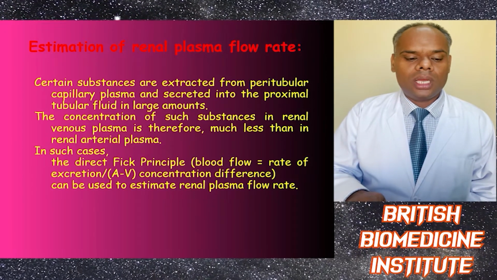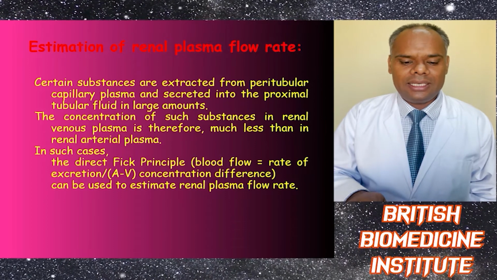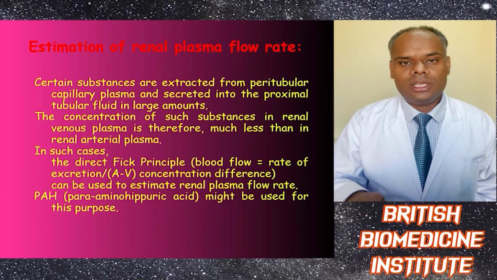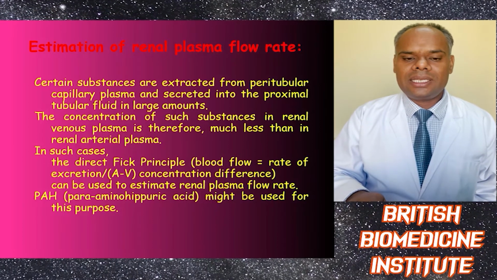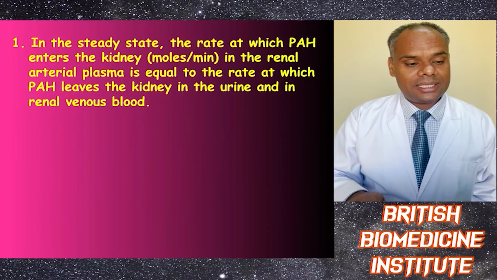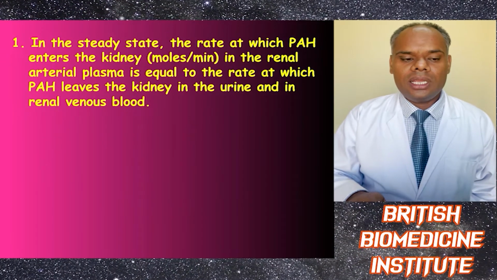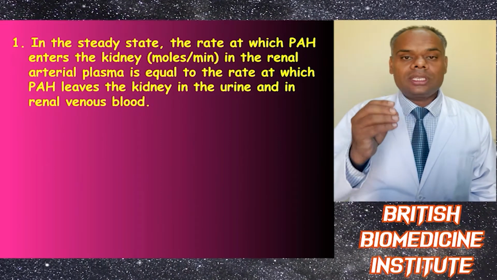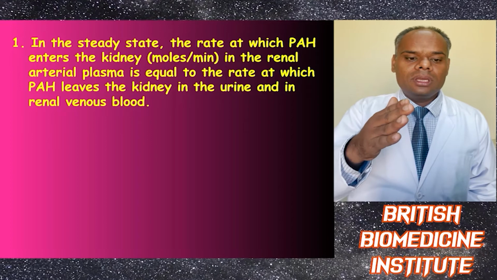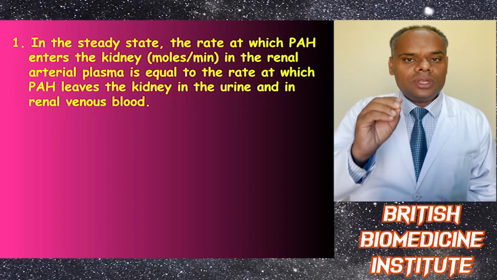PAH, I hope you remember this, para-aminohippuric acid, might be used for this purpose. In a steady state, the rate at which PAH enters the kidney in moles per minute in the renal artery plasma is equal to the rate at which PAH leaves the kidney in the urine and in renal venous blood.